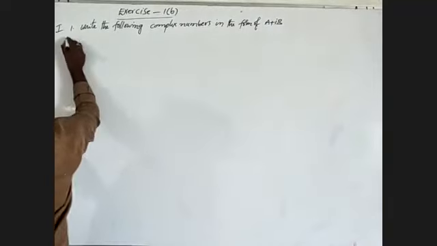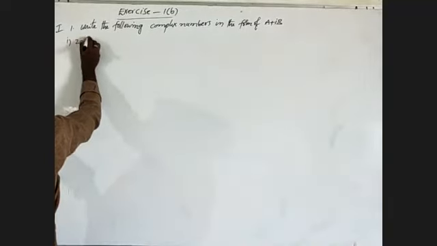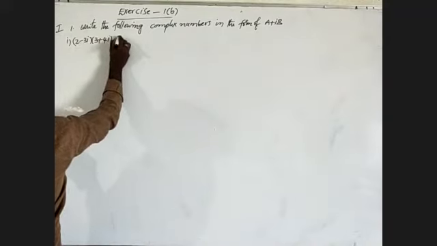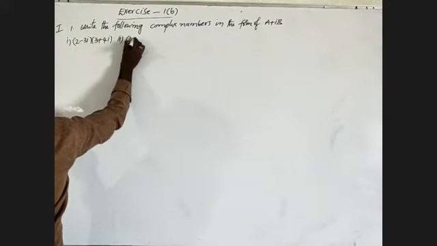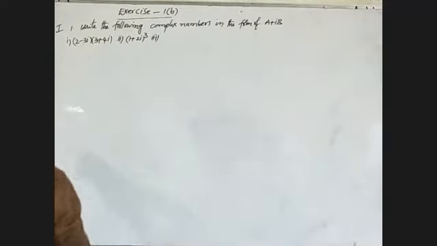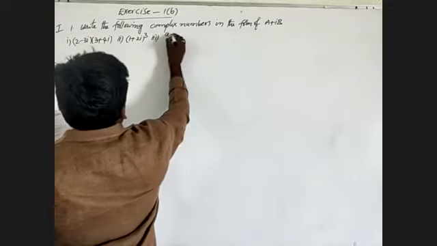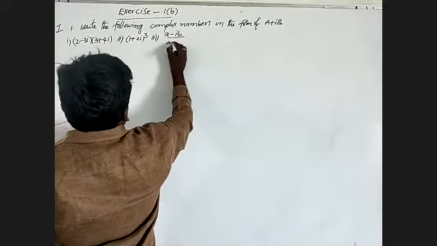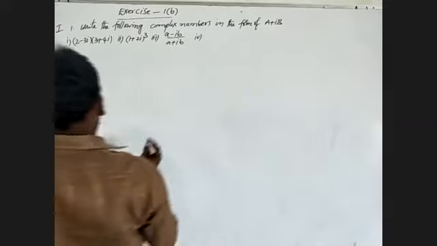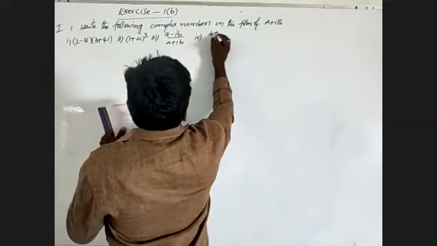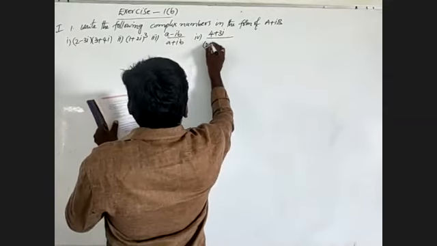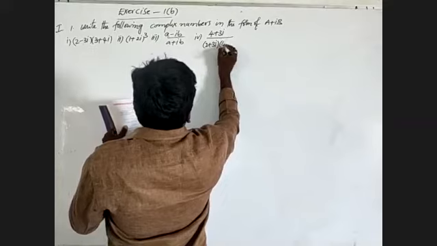The first one is 2 minus 3i into 3 plus 4i. Second one is 1 plus 2i whole cube. Third one is a minus ib by a plus ib. Fourth one is 4 plus 3i by 2 plus 3i into 4 minus 3i.